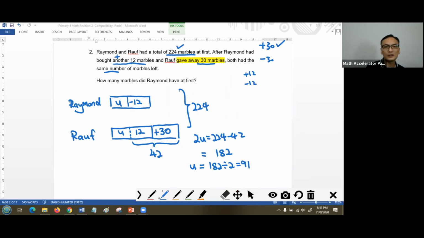So if 1 unit is 91, let me highlight over here. This unit is 91. So now we want to find how much Raymond has at first. Raymond has this amount at first. Raymond has just 1 unit, right? Okay, Raymond has just 1 unit at first. So Raymond has 91 at first.